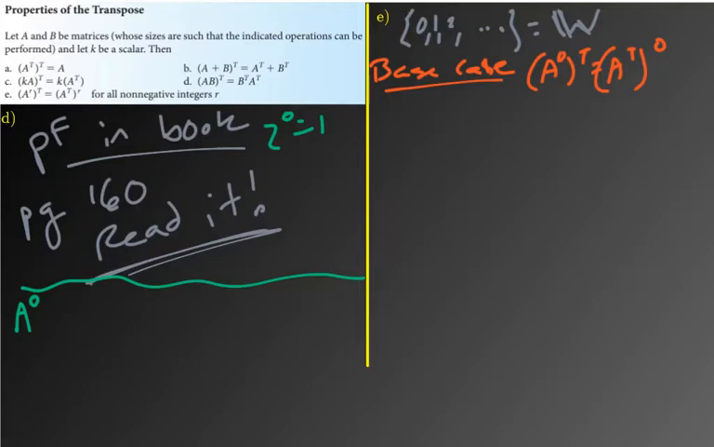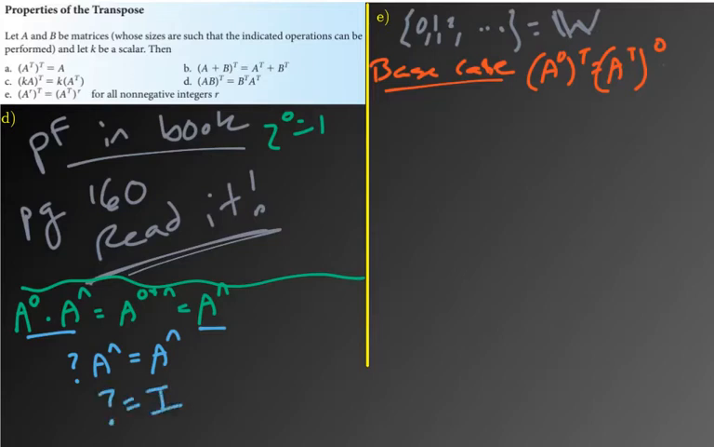So A to the 0 times A to some other power would be A to the 0 plus n, right? Which is just A to the n. So what I have here is something times A to the n equals A to the n. And then that something would have to be the identity matrix. It's the only thing that works. There's nothing else in matrix algebra where you can multiply something by itself and get itself.